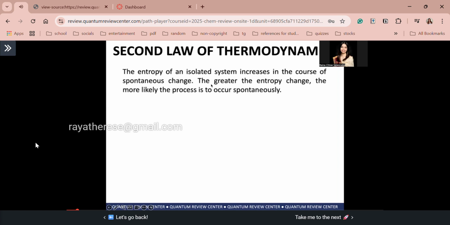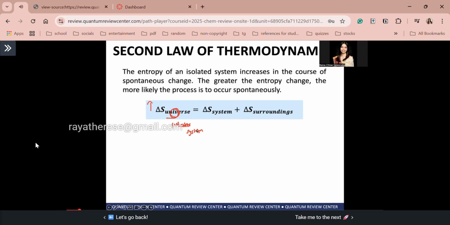So, the entropy of an isolated system increases in the course of spontaneous change. So, yun yung sinasabi ng ating second law of thermodynamics, okay? And in general, guys, the greater the entropy change, then the more likely the process is to occur spontaneously. Again, the greater the delta S, then mas spontaneous ang ating reaction. So, in general, ito ang mathematical definition ng second law of thermodynamics, which indicates that the total entropy change of the universe, which we consider as an isolated system, increases for spontaneous processes.